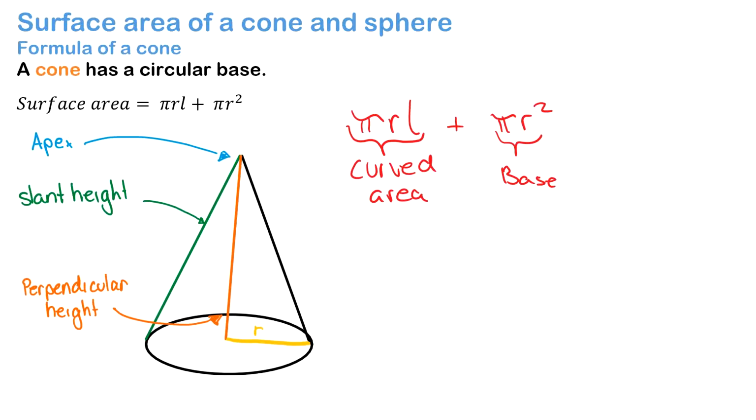Now remember, a cone's made up of several parts. You have the apex, which is the point, the slant height, which is that side part, and you have your perpendicular height, which is that orange line. Also, on the bottom, you have your radius, and remember, sometimes you'll be given the diameter, which goes across the whole way. To find the radius from the diameter, you halve the diameter. Now, it's important to realize that this l up here relates to your slant height, not your perpendicular height.